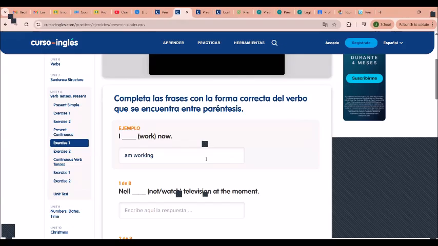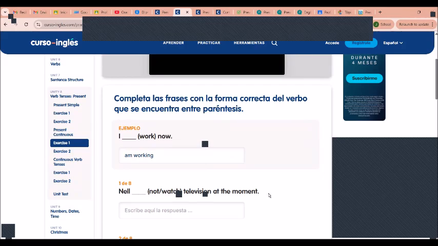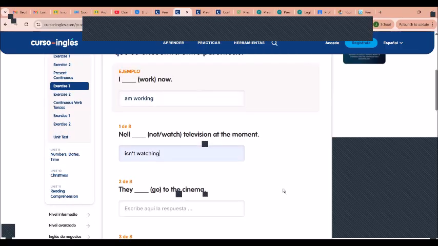For example, I am working now. All right. For negative form, you're going to put the not after your verb to be and before your ing. Yvonne, number one. Neil is not watching television at the moment. Good. All right. And of course, you could also use the contracted form.